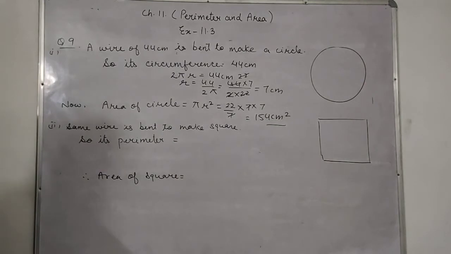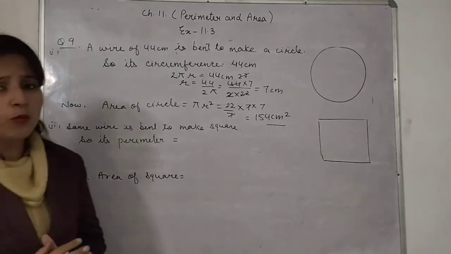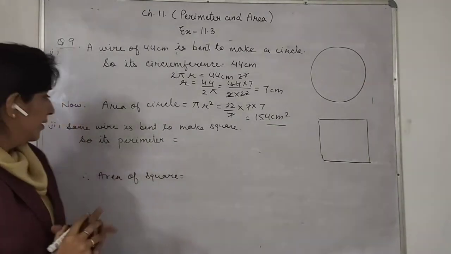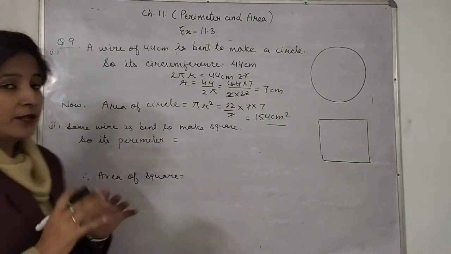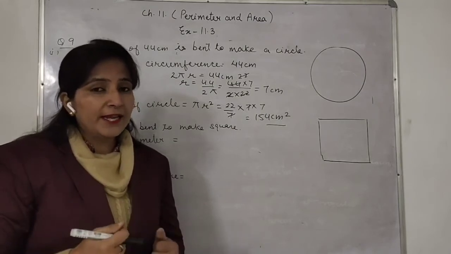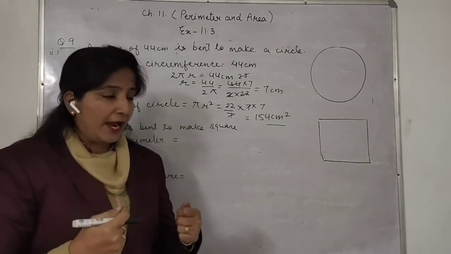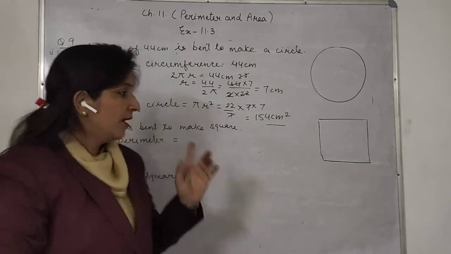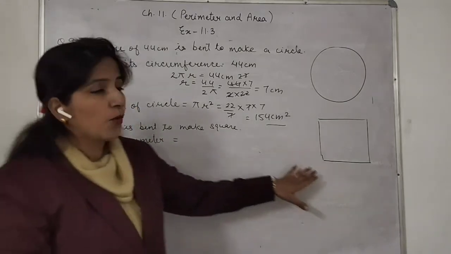Now what they are saying in the second part. The second part is this. The wire which this Shazli was having, she again takes the same wire and from that same size wire she made a square this time.